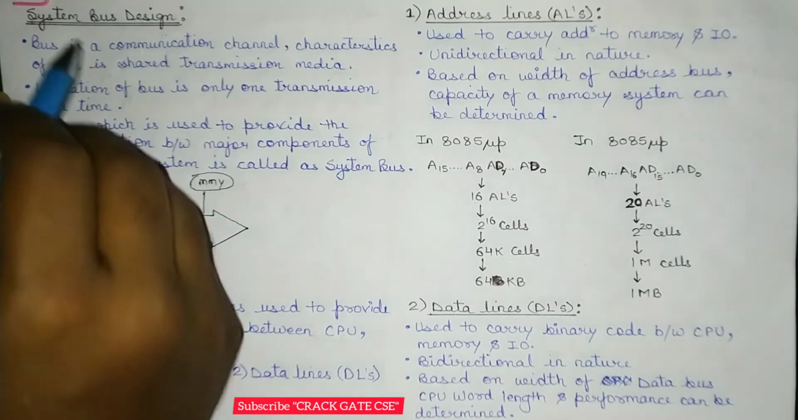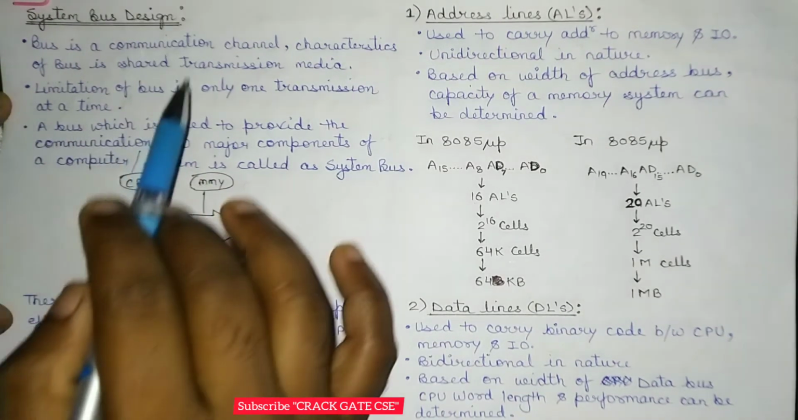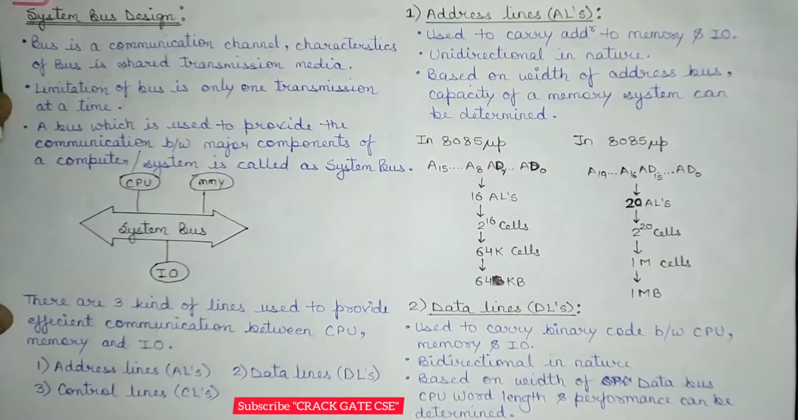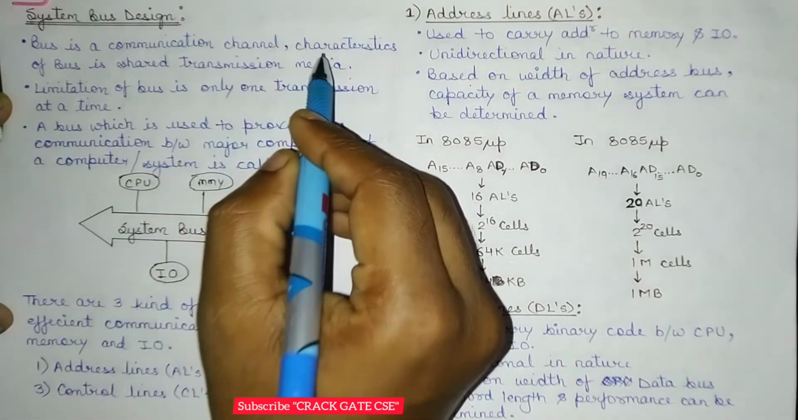So first of all, we know what a bus is. What is the role of a bus? A bus is used to carry passengers from one end to another end. Similarly, with respect to the system, a bus carries information from one component to another component. So the role of the bus is the same, but the characteristics of these buses will change with respect to the system. So a bus is a communication channel.